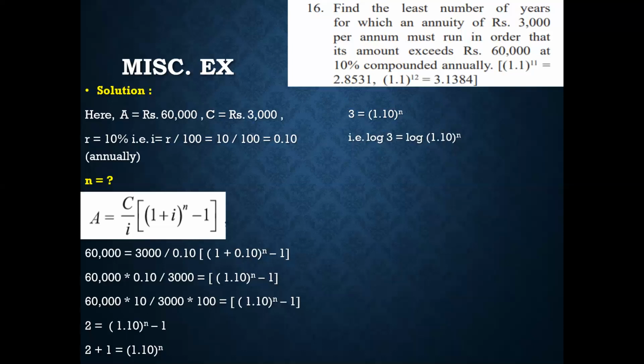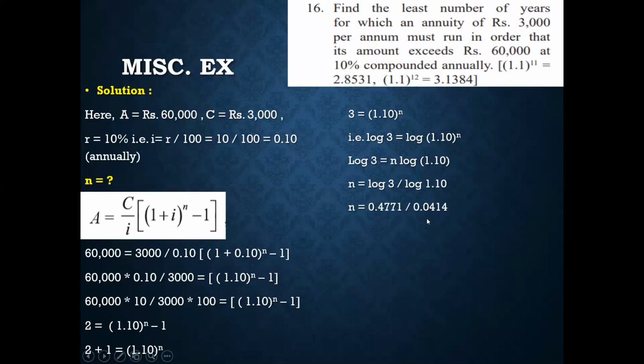So log 3 is equal to log 1.10 raised to n. As per one of the rules of log, whatever is there in the raised to power, that value comes forward like this. So log 3 is equal to n log 1.10. Now I will take this log 1.10 to the other side, so it will become n is equal to log 3 upon log 1.10.